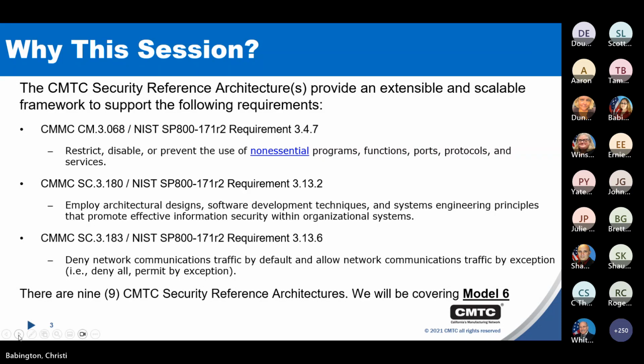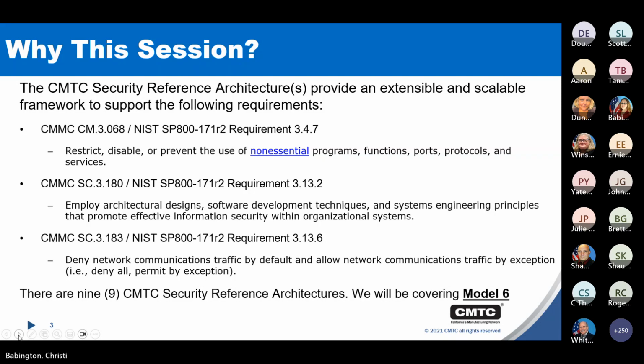Currently, there are 9 security reference architectures that we have at CMTC. We're going to be covering Model 6 today. So 7, 8, and 9 bring into play operational tech. So if you've got ICS, SCADA, or something like that, then there are 3 models that specifically extend into that realm. We're not going to go there today just because of time.